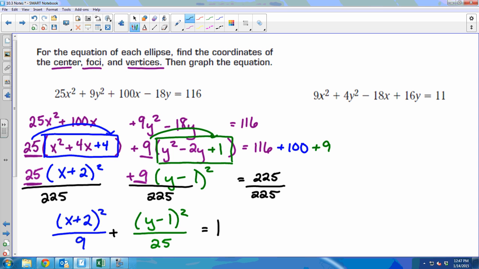Okay? I'm not going to find the center and the foci and the vertices because we did that yesterday, so I'm pretty confident you know how to do it still. It's the same exact thing. This is where you started yesterday. You had this equation. We just had to get it to that point first. So this would be a vertical ellipse, and you would go through the steps of finding the center, the foci, and the vertices.